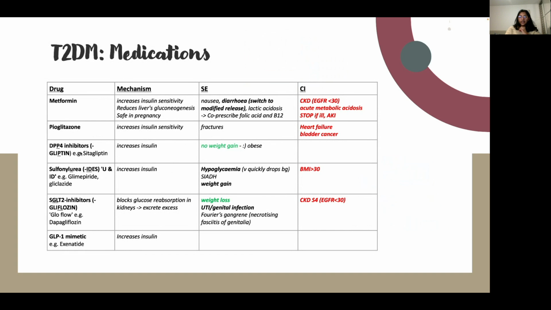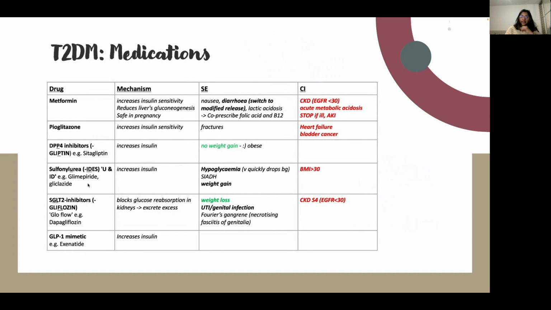DPP4 inhibitors. These are drugs that end in gliptin. I used to remember it as DPPs. It has lots of Ps in it, and it has a P in the gliptin. This actually increases the amount of insulin your body produces. It's really good because it doesn't lead to any weight gain, which some of the other drugs do. So it's quite good to use in someone who is overweight.